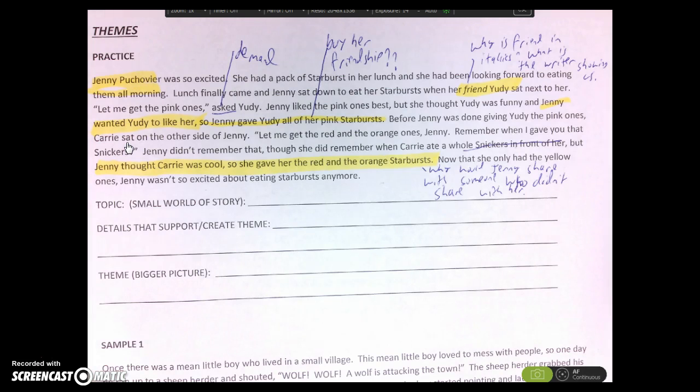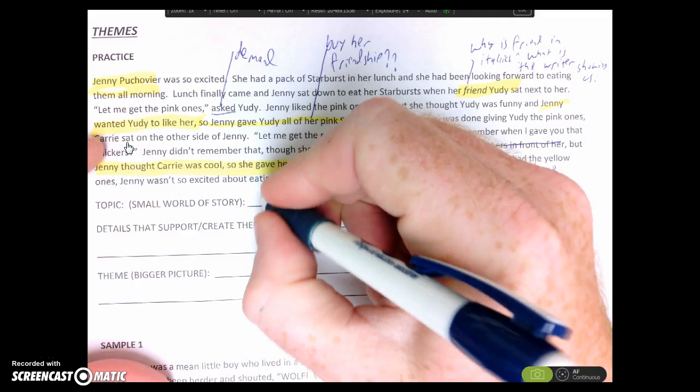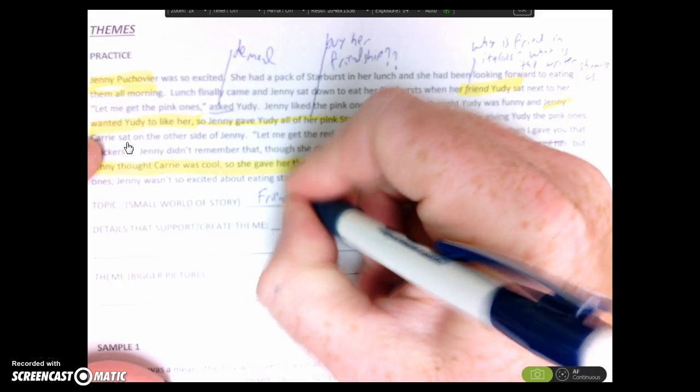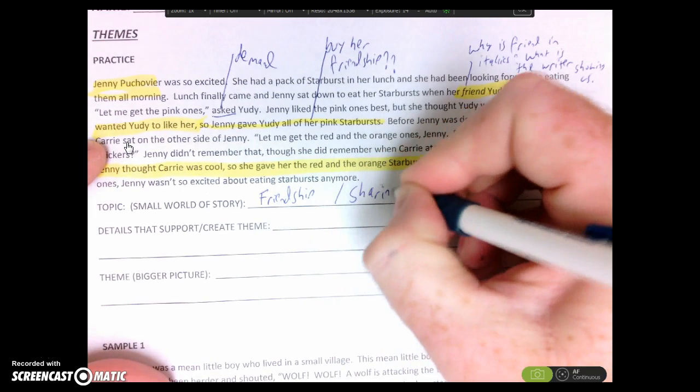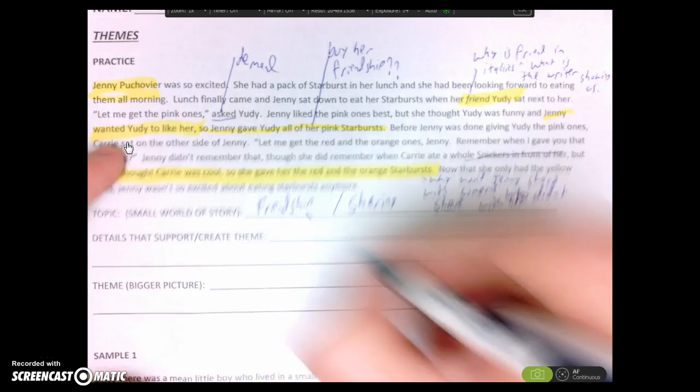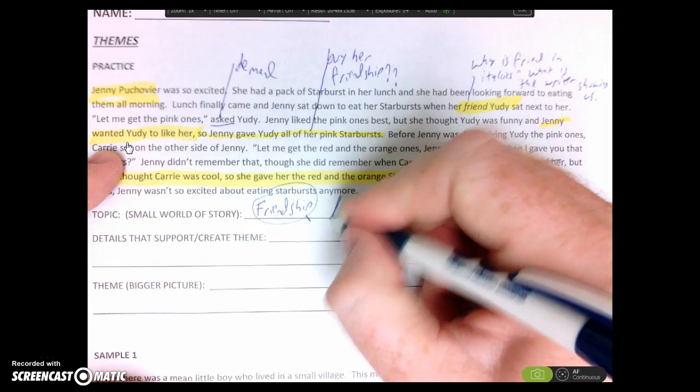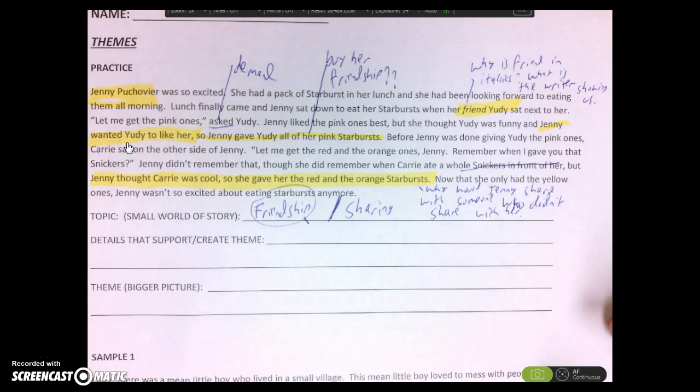All right, so what do you think this could be? What subject, what's the topic of this? What's the small world of the story? What's the story really about? All right, there are two ways of looking at this. Friendship, you could also say sharing. I'm going to work with friendship here, but you could work this out with sharing too. I think there's a piece of advice here about sharing.